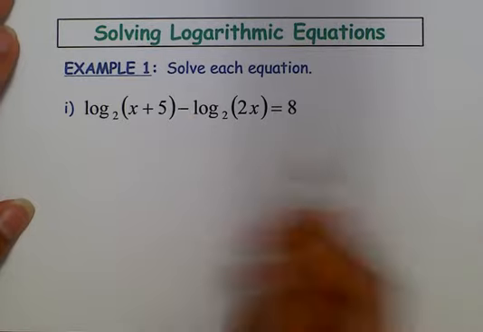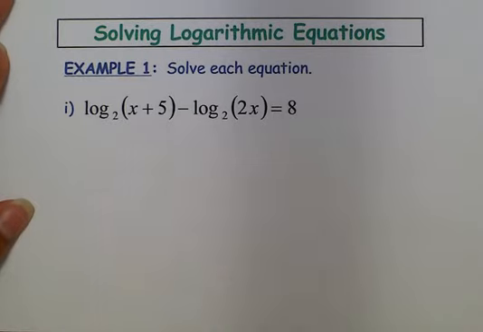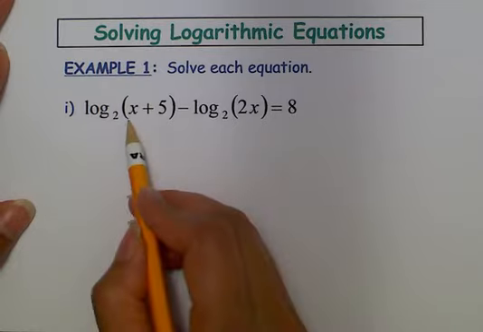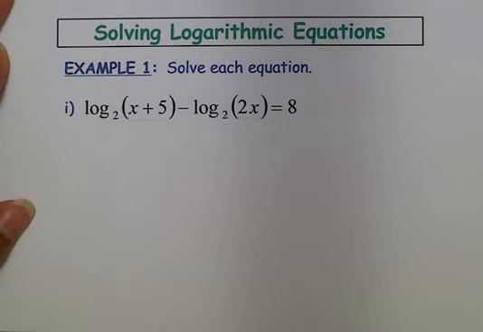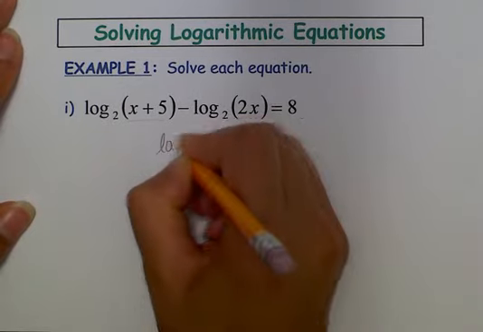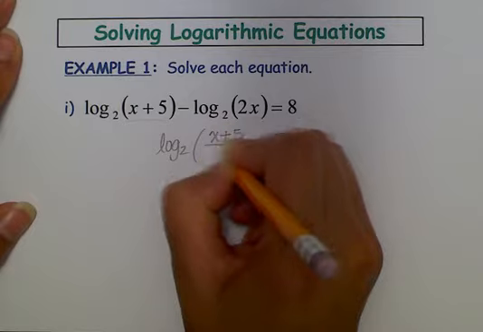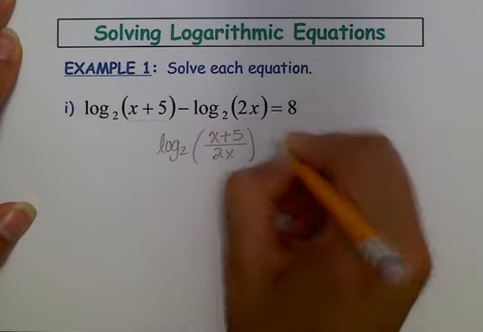And so the quotient law states that if you're subtracting two logs with the same base, then you can divide the power part. And so I'm going to rewrite the expression on the left-hand side as log base 2 of (x plus 5) divided by 2x. And that's going to equal 8.